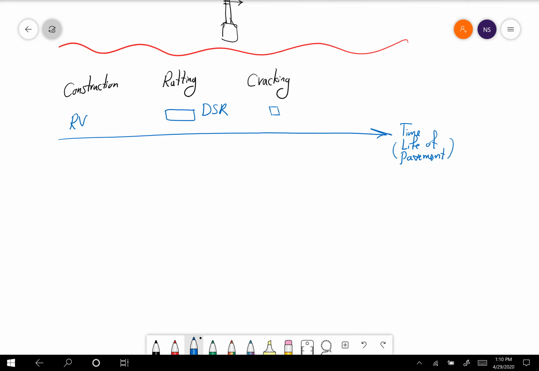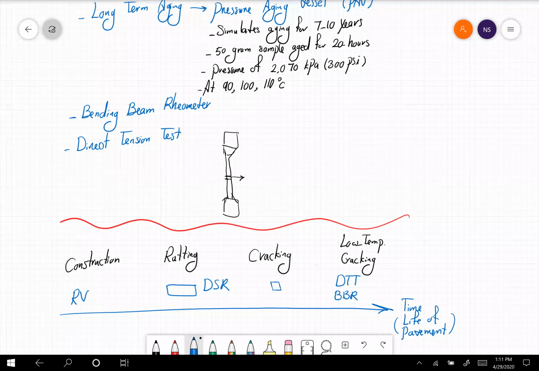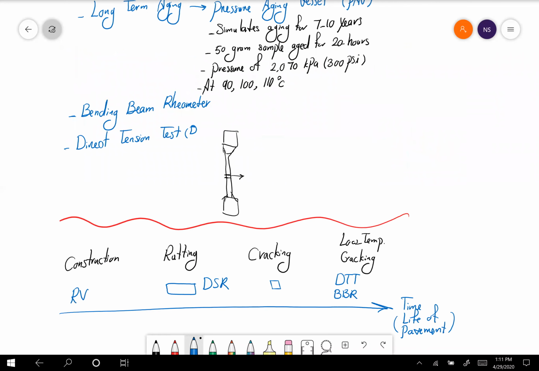And then for low temperature cracking, we would use a direct tension test or DTT, or bending beam rheometer or BBR test, right? So we call this DTT and then BBR.